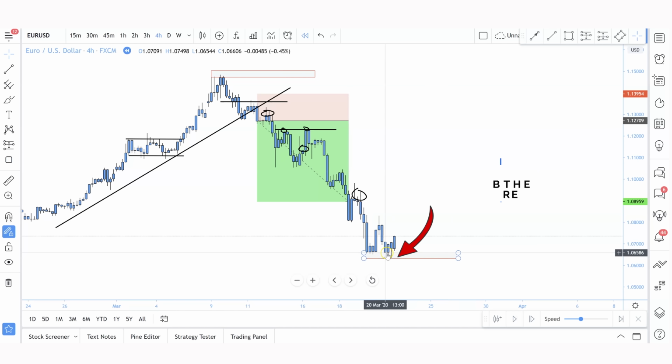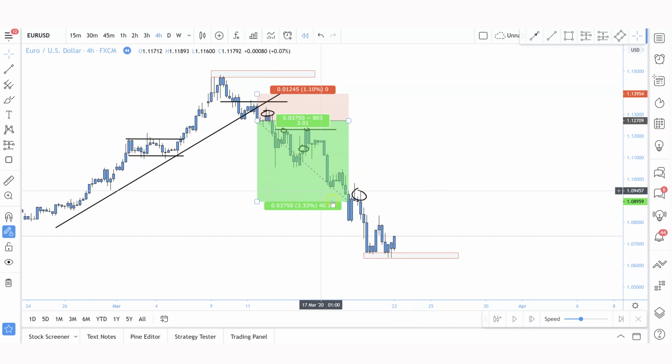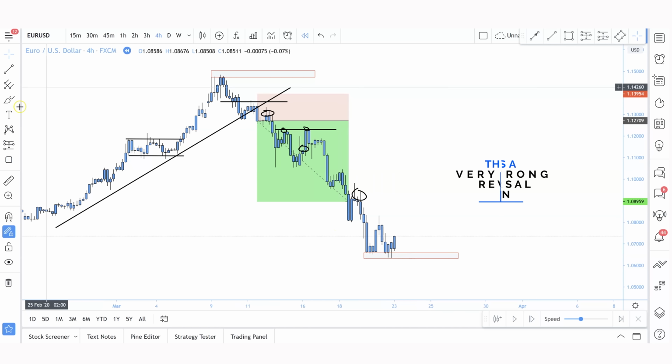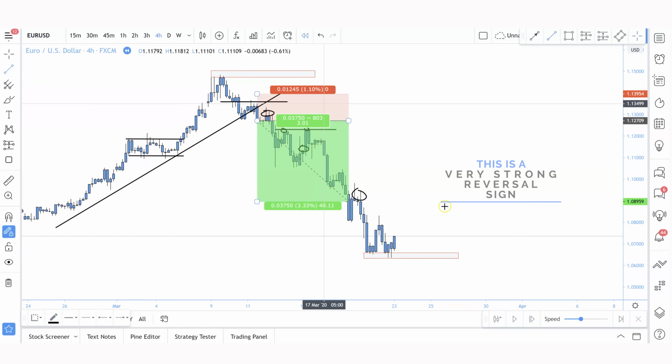Now look here at this example. We can see price is not breaking the structure. How many times have we seen price not being able to break the structure in the past? We haven't at all. So this is a very strong reversal sign. Now, what shall we do?